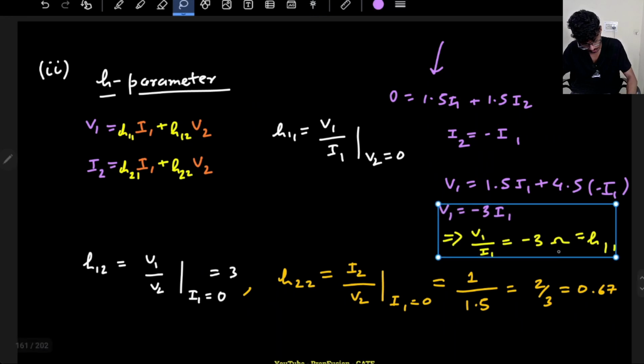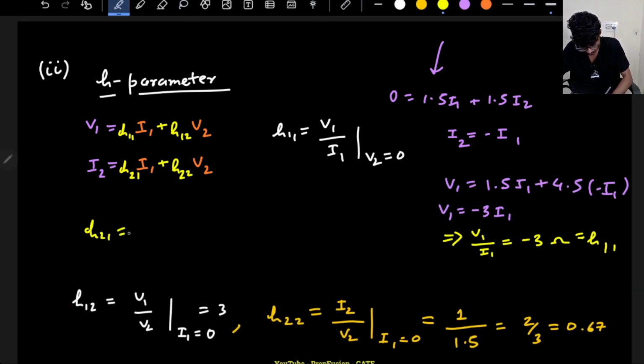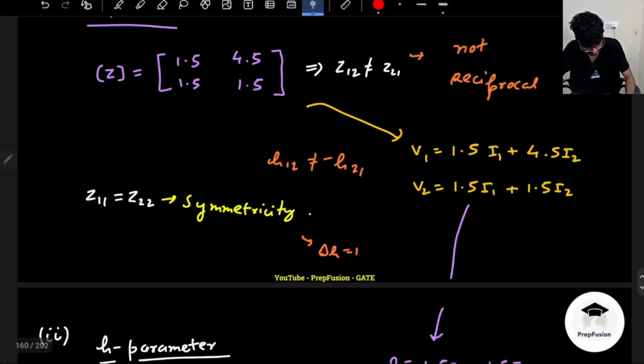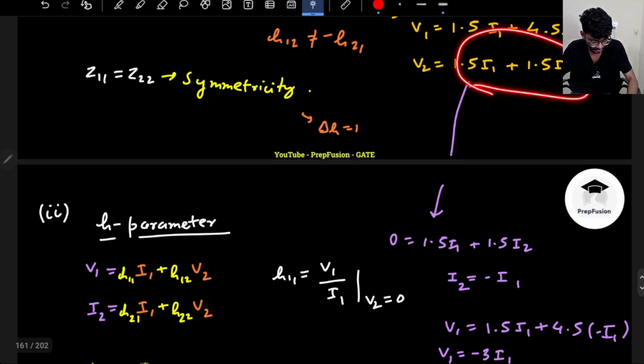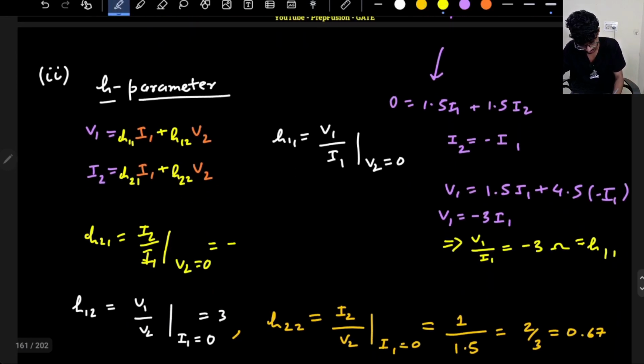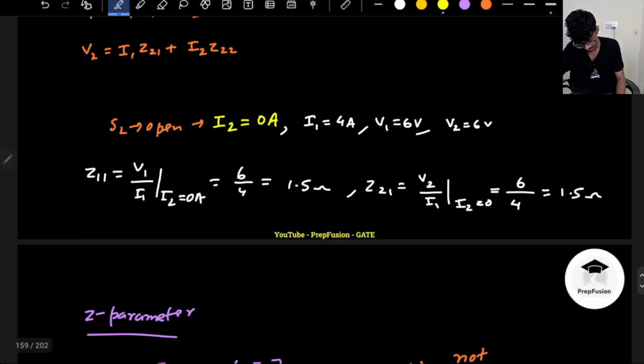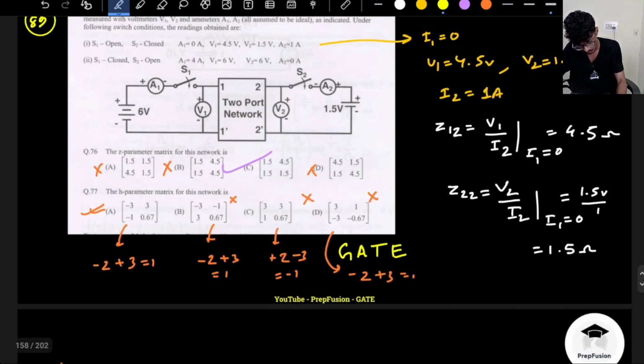H21? So what is my H21? H21 will be I2 upon I1 when V2 is 0. So again, if V2 is 0, you make this condition 0. Of course from here I can directly find out the ratio of I2 upon I1. I2 upon I1 will be the ratio of minus 1. So if I see the H21 element here, it is minus 1. So of course option A will be the correct answer for this question.